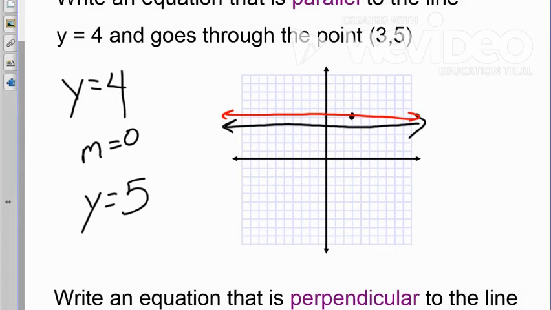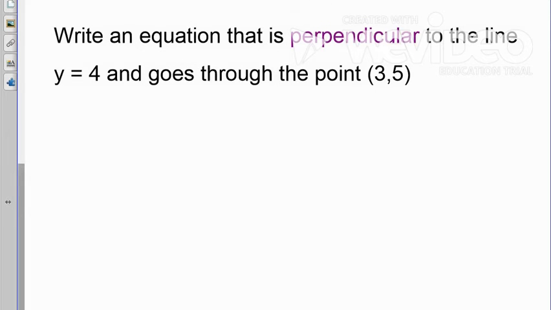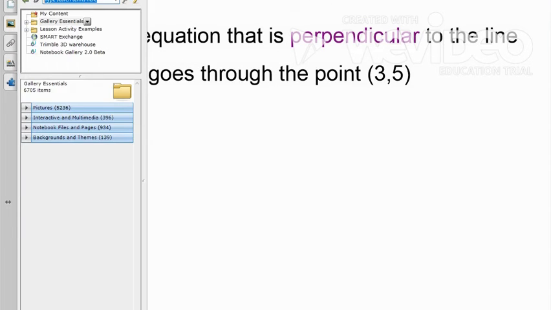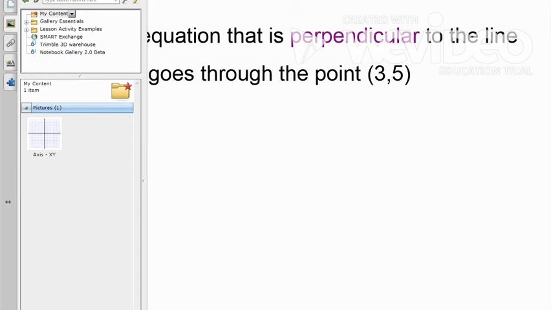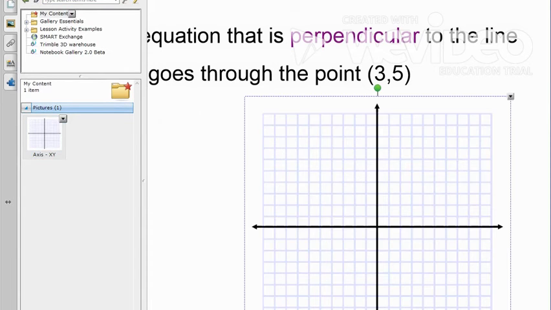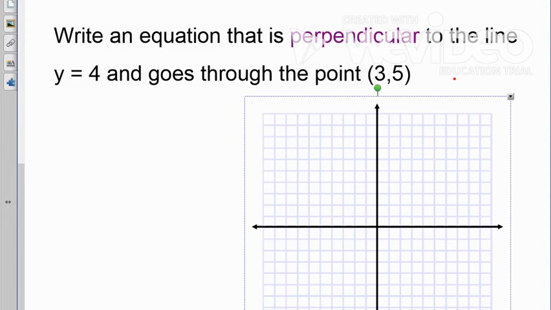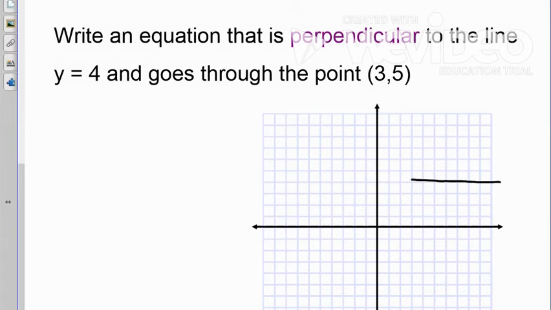Now, if we are doing one that is perpendicular, let's scroll down here. I'm going to add another graph while we've got it. So if we are doing the same line, so again, initially, 1, 2, 3, 4. This is our initial line, okay? (3, 5) is still going to be in the same spot, so we have (3, 5).